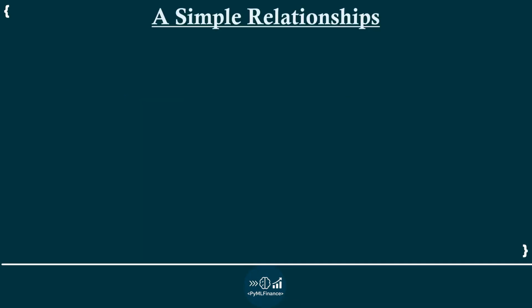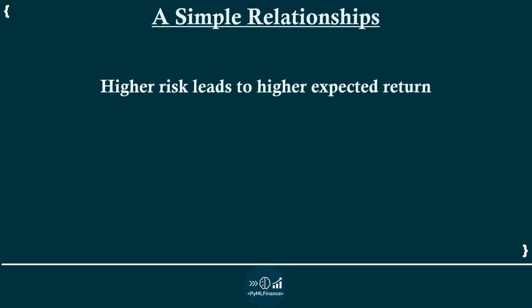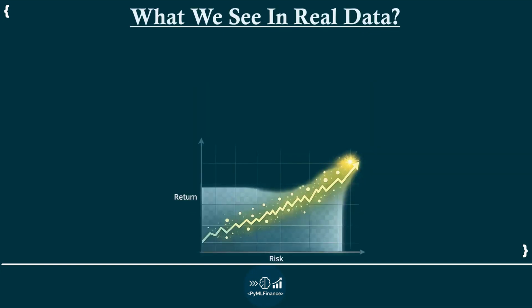Let's start with a simple idea. Higher risk should lead to higher expected return. This relationship is one of the basic ideas in finance. Investors usually expect to be compensated for taking more risk. But when we look at real data, things do not always behave perfectly. When we look at actual data, we rarely see a perfect relationship.